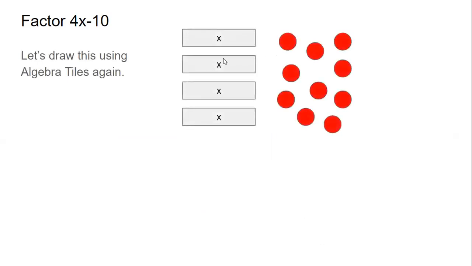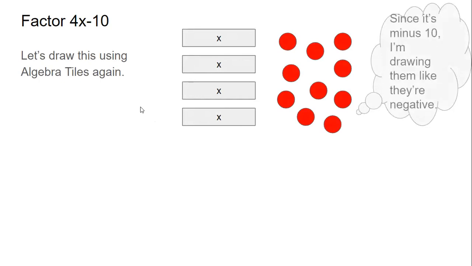Okay. So another example we're going to look at is 4x minus 10. We're going to draw this using algebra tiles again. I've got 4x's here, and I've got 10 red circles. The reason why I'm drawing them as red circles is because remember I color-coded red versus blue. Blue was positive and red was negative. Because it's minus 10, I'm drawing them like they're negative. That's the reason why they're red.